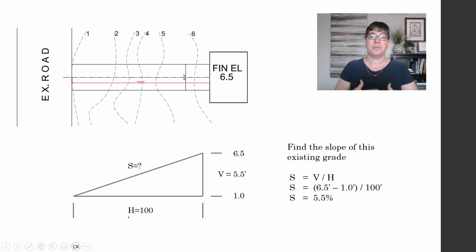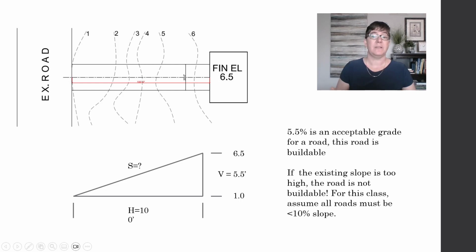Our first step should be to take a look at the slope of this existing grade. This should be pretty familiar to you by now. We're going to use the S equals V over H formula and find that that existing grade is 5.5%.